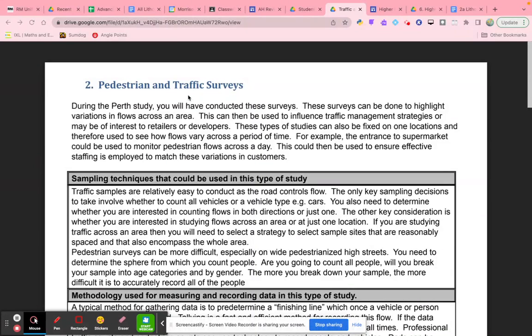In terms of gathering data across an area, which might also suit both of these studies, instead of looking at change along a line, you'd be looking at variations of flows across a space. And how you gather data will influence how you're going to be able to present that data, the choices you can make, as well as any potential analysis.